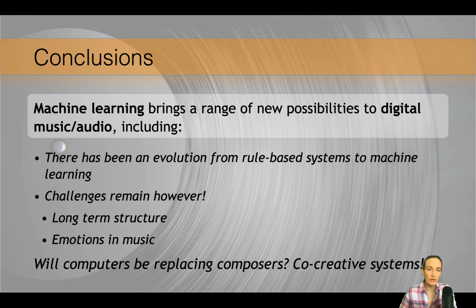So what can we conclude from this? Machine learning has brought us a range of new possibilities when it comes to music generation. There's been this whole revolution, really, from back when Ada Lovelace first mentioned the idea of music generation to where we are now, where Google has a whole team devoted to this. There are, however, still challenges. How do we capture long-term structure?